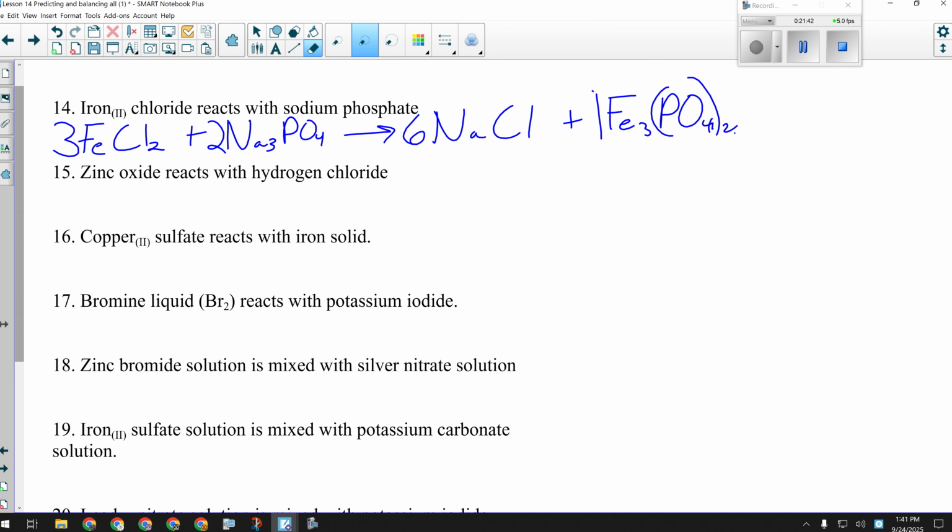All right, then zinc oxide reacts with hydrogen chloride. Okay, we haven't done zinc very often. That's not one that comes up a lot. Zinc is a +2, oxygen's a -2, so that compound's okay that way. Reacts with hydrogen chloride.